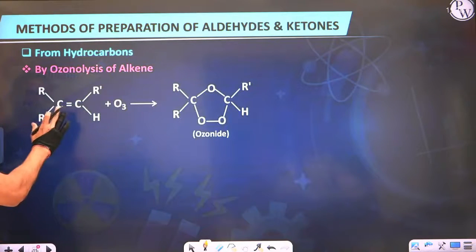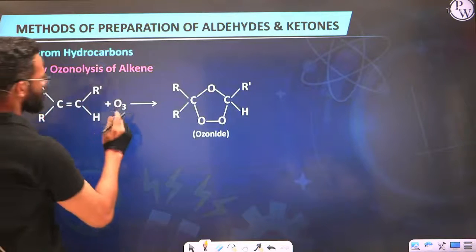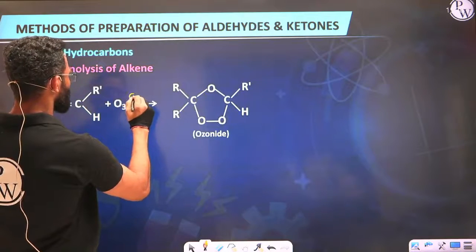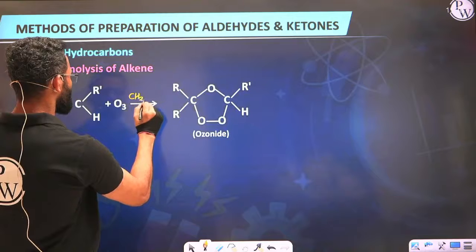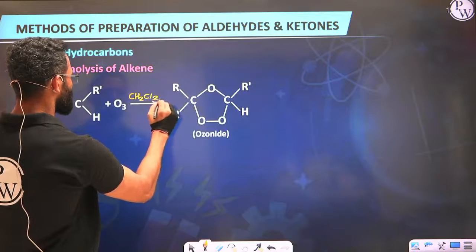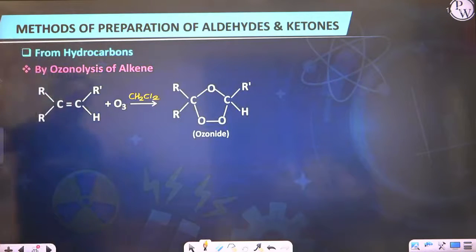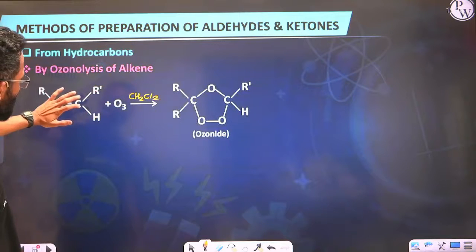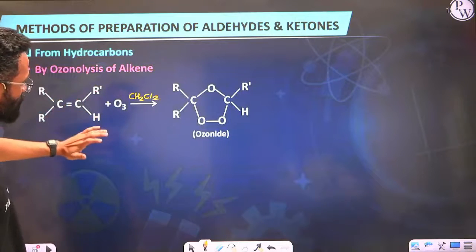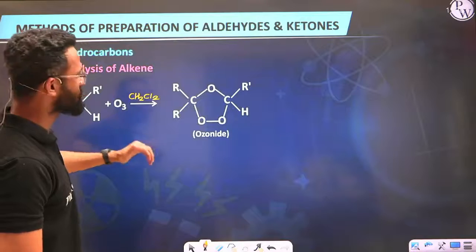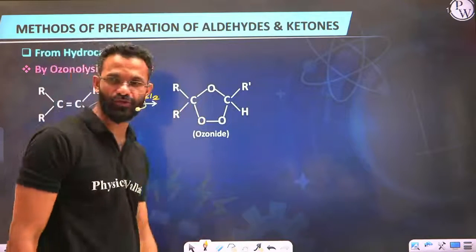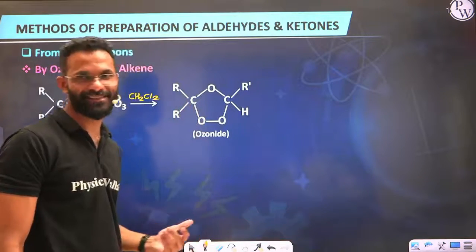Such ozonolysis of alkene is generally done by addition of ozone in the presence of solvents such as dichloromethane, so let's say we have CH2Cl2. This ozone gets added across the carbon-carbon double bond via formation of molozonide, which eventually results in the formation of ozonide. Now how it happens, let's see that in detail.